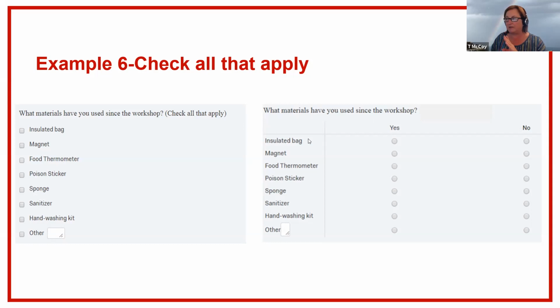It's asking me, did you use the insulated bag? Yes or no. Did you use the magnet? Yes or no. So sometimes we do want to slow the user down, so that we know they're really thinking about it. They're not just check, check, checking. It's a little bit of a nuanced question there.